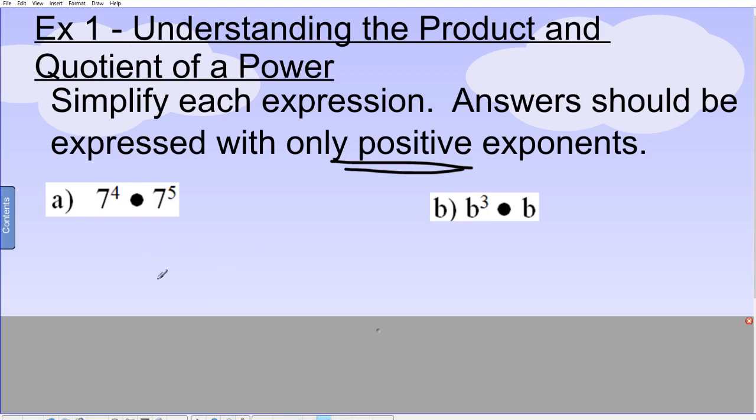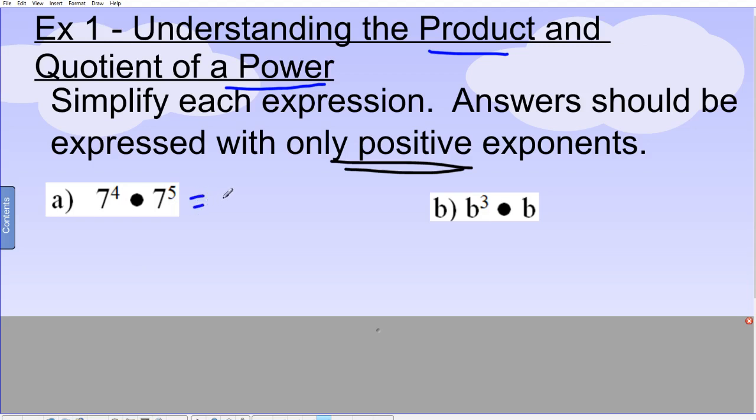But we don't have to worry about them for a little while because the negative exponents are the second half of the lesson. So to do this problem, we want to take 7 to the 4th power times 7 to the 5th power. We are multiplying two powers together, doing the product of a power. And when you're multiplying two powers together, you add the exponents.